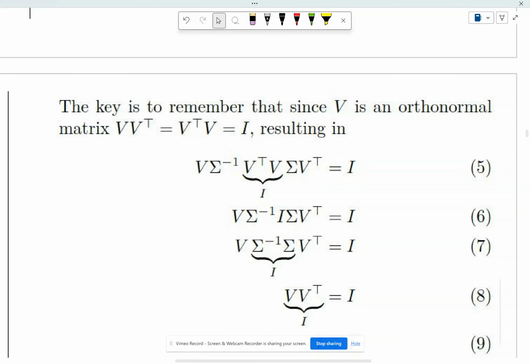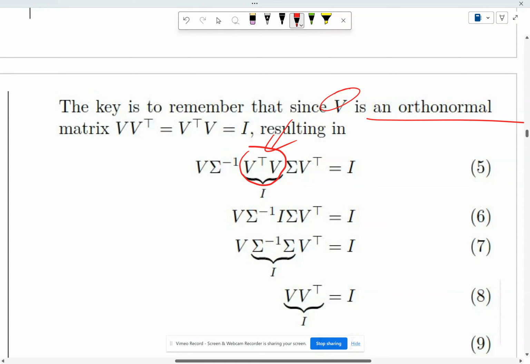Now, the first thing you notice is that I'm going to multiply V transpose V. Now, V is orthonormal. Therefore, an orthonormal matrix multiplied by its transpose is just identity. So over here is identity. Now, identity is just one, so we can cancel that out. And after that, notice how you have sigma times sigma inverse. Well, that's also identity, right? Therefore, this gets canceled out. And now all we have left is V V transpose.